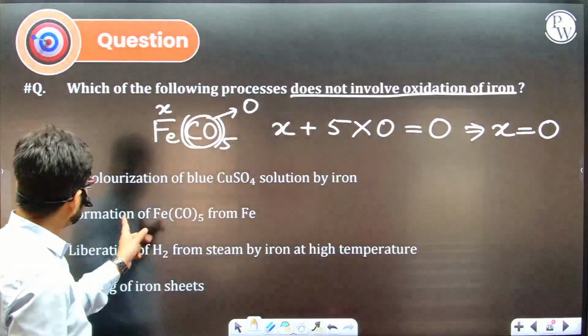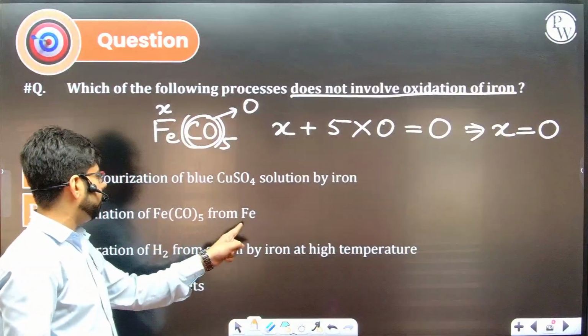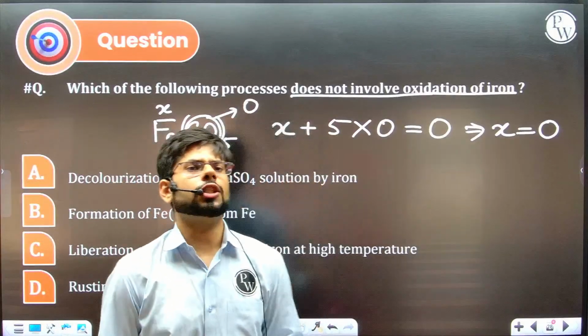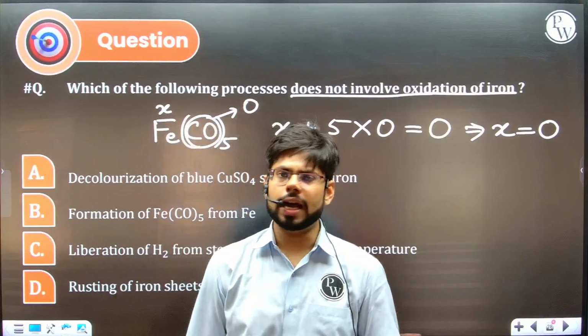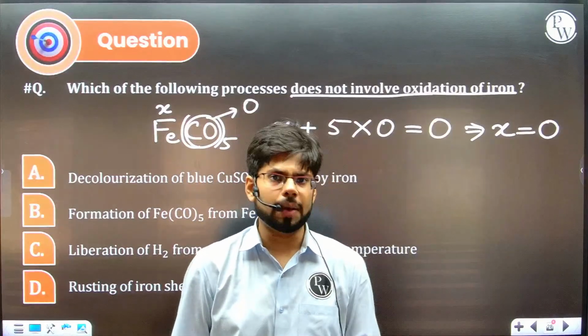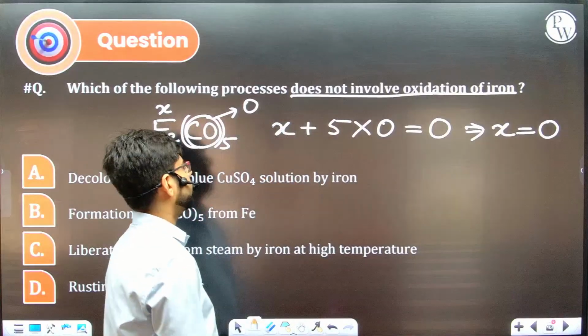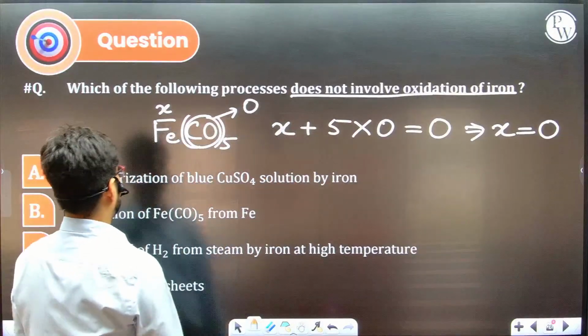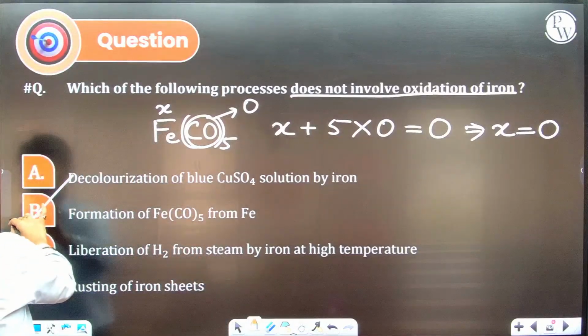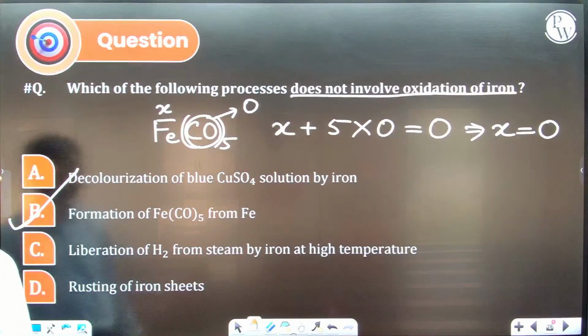So formation of Fe(CO)5 from Fe does not involve change in oxidation state of Fe. Since oxidation state of Fe has not changed, iron has not got oxidized, also iron has not got reduced, nothing has happened to the oxidation state of Fe. So this process does not involve oxidation of iron because the oxidation state has not changed. Hence B is the correct answer.